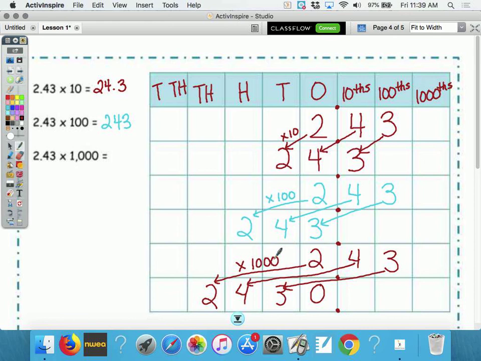2,430. How do I say that number? Your teachers before you probably told you to stop saying "and" in the middle of your numbers, like "two thousand and four hundred thirty." Do you know why they didn't want you to say that? Because there's no decimal in 2,430. So what does the "and" stand for? The decimal. So you don't want to say it unless you mean it to be the decimal. Does that make sense?